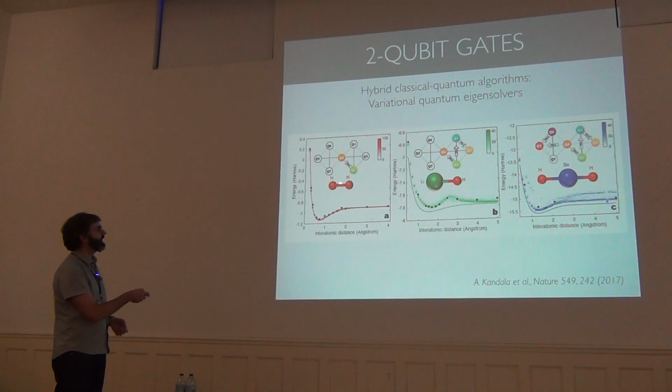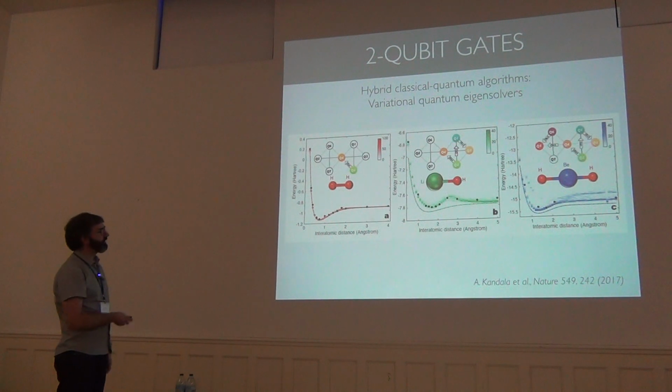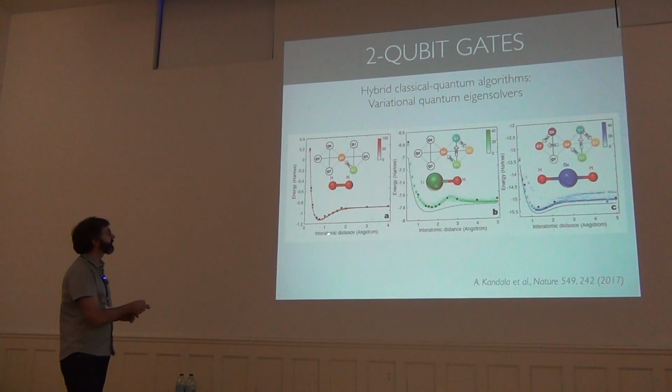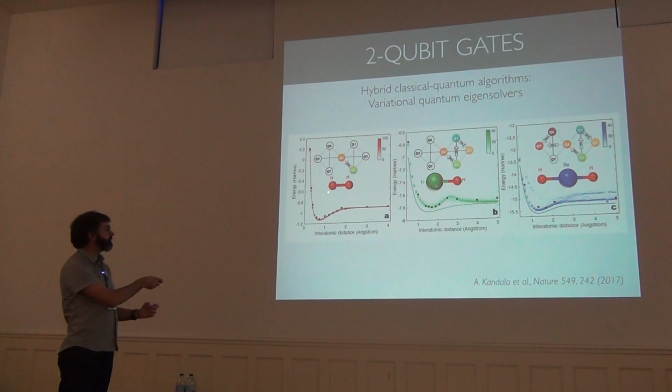So the first one was the hydrogen molecule. This has already been calculated with other quantum systems, including photonic chips. This was the first demonstration. But here, what I'm plotting is the interatomic distance between the two hydrogen atoms.